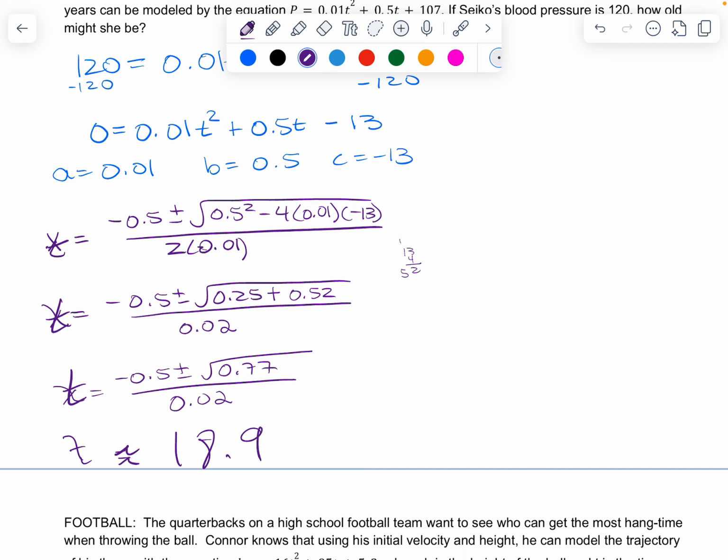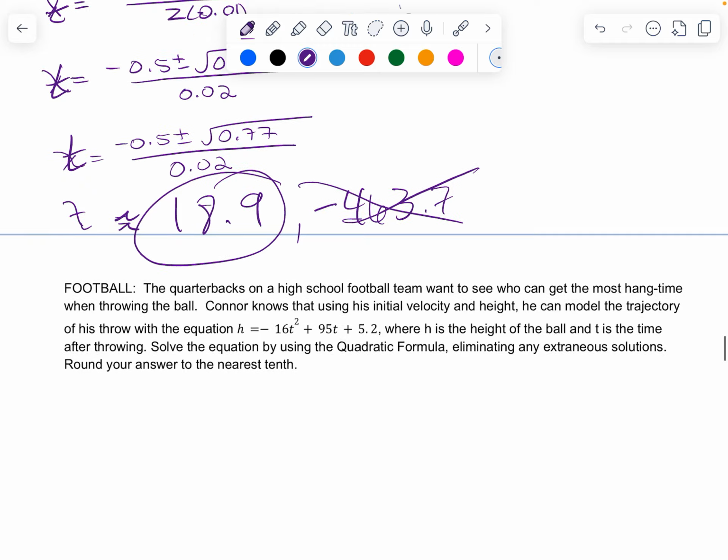Well, let's try that again. 77. And then divided by 0.02. Okay, negative 673 point. Okay, so we can't have a negative age. So her age is approximately 18.9 or 19 years.